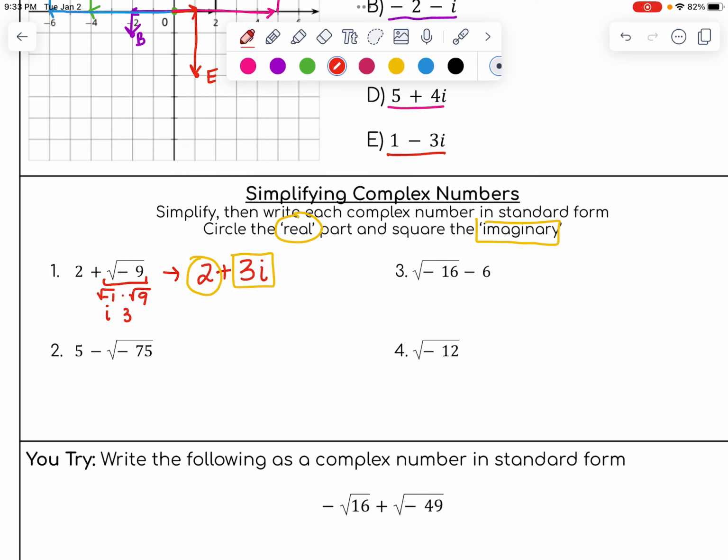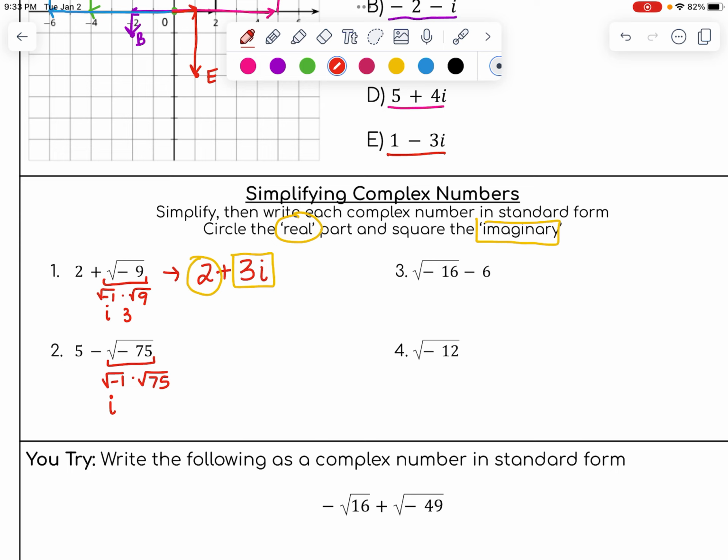Let's try number 2. In number 2, I have 5 minus the square root of -75. All right, so I'm going to start with the radical again. We have the square root of -75, which I can break down to be the square root of -1 times the square root of 75, which is good because we know the square root of -1 is i, but 75 is not a perfect square. So this is one that you might need to start simplifying by hand, or if your calculator will help you with this, that's great too.